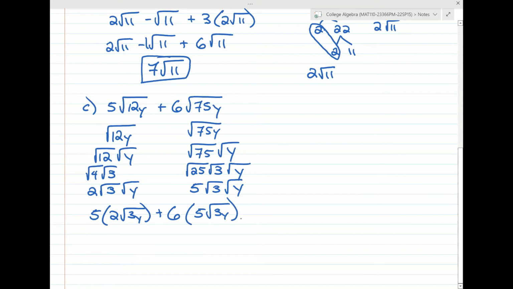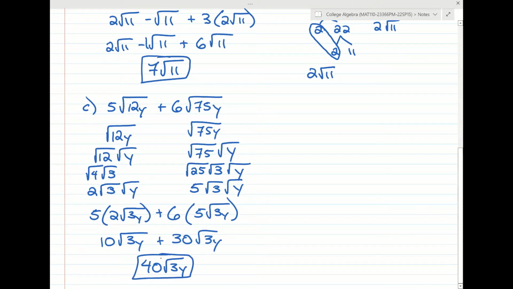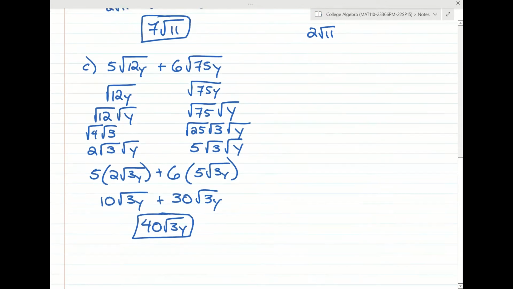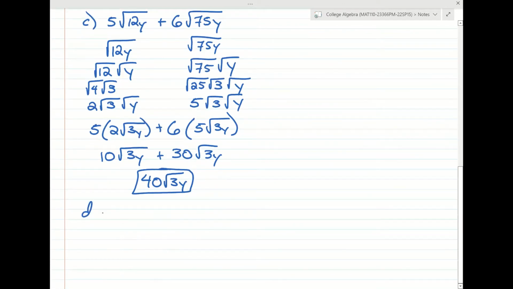Some of these problems require a little bit of effort in order to get them to a place where you could simplify. So 10 square root of 3y plus 30 square root of 3y is 40 square root of 3y. What if we had 9 square root of 5 minus 4 square root of 10?